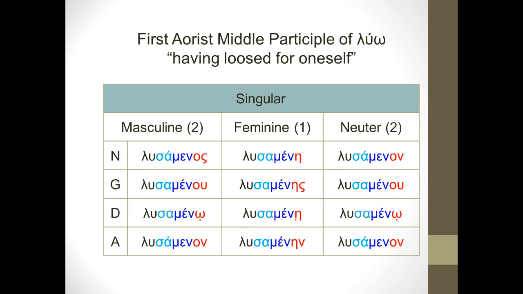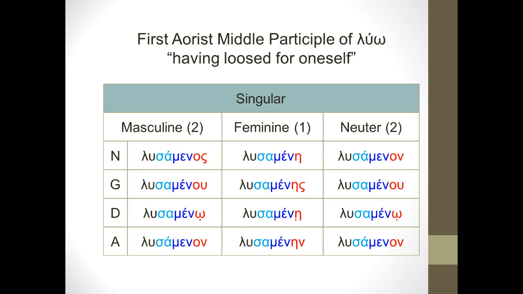Take a look at this, and what you notice across the top where it says masculine, feminine, neuter, just like we saw in the present participle, it follows that 2-1-2 pattern. That is second declension, first declension, second declension. So you already know all of these noun endings that are on the end of this participle. This is not nearly as difficult as when you have the third declension endings mixed in.